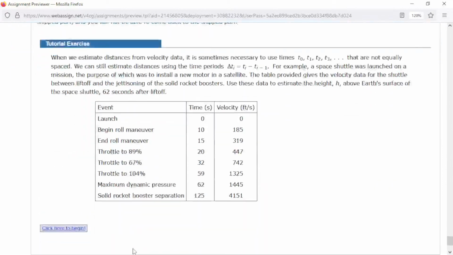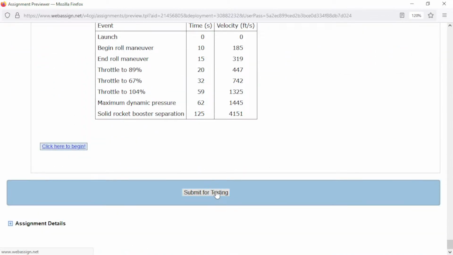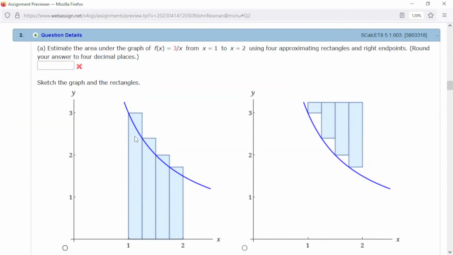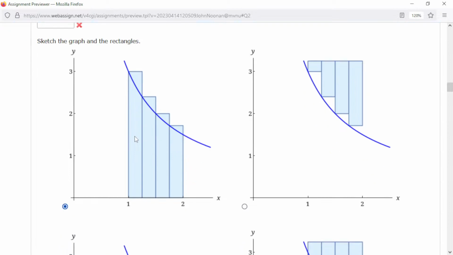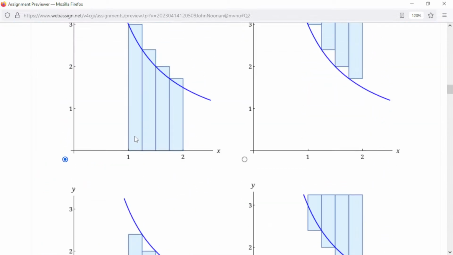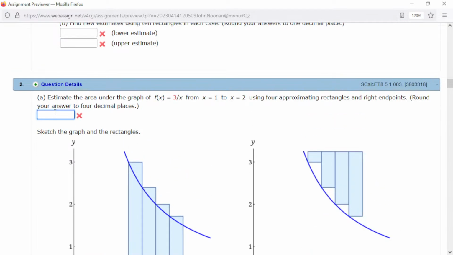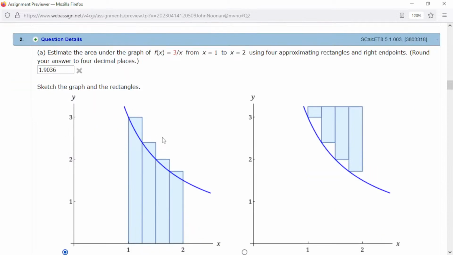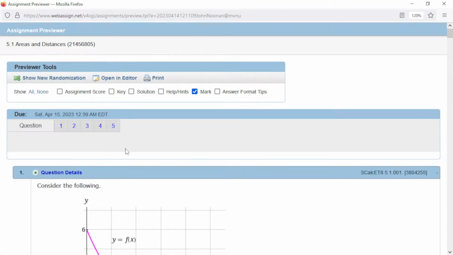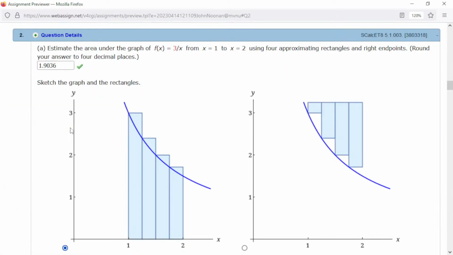Why do I have to scroll so far? There. Submit. Let's see if I got that part right. Oh, uh-oh. I see, I typed it into the wrong block. What was it? 1.9036? Okay, let me just do this. Go to the end. There we go. Try one more time. Oh, phew, got it right.